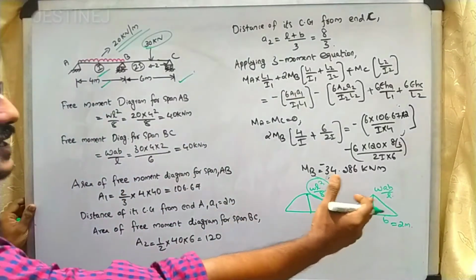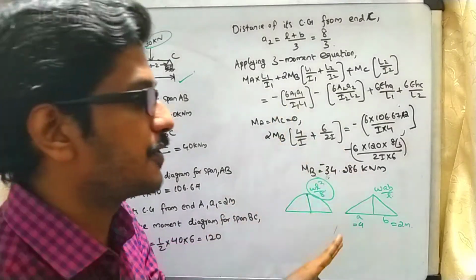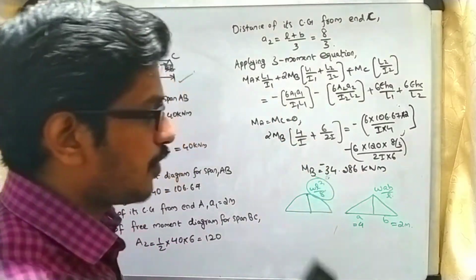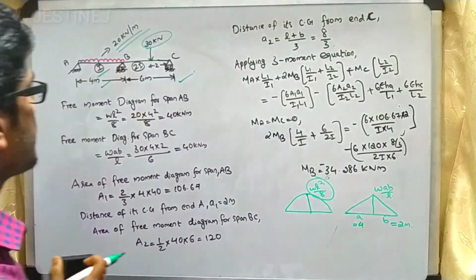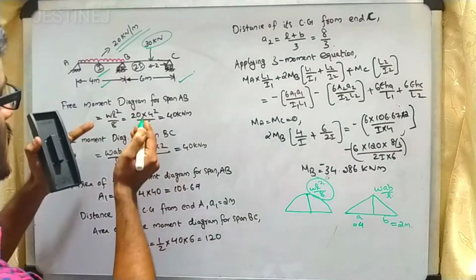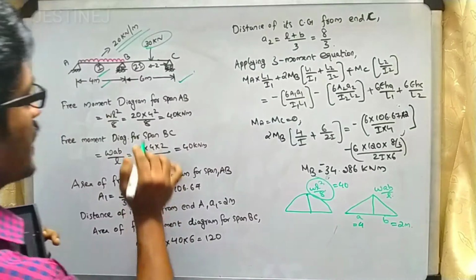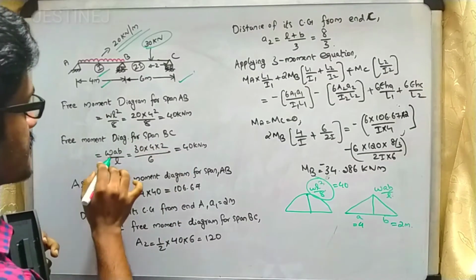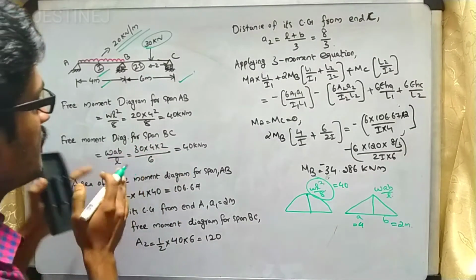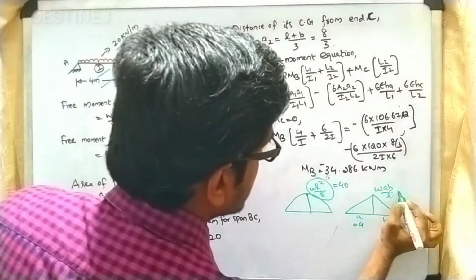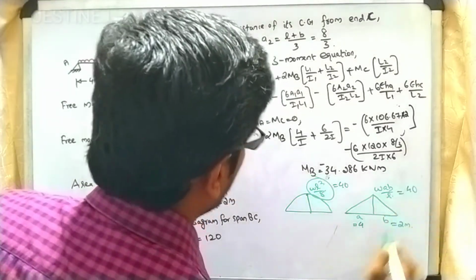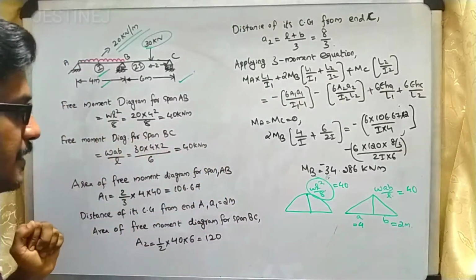So this is the first step. First of all, we have to draw the free moment diagram and calculate the values. For WL square by 8, the magnitude will be 40. For the BC portion, if you apply W a b by L, you will again get 40 kilonewton meter. The unit is also an important part.